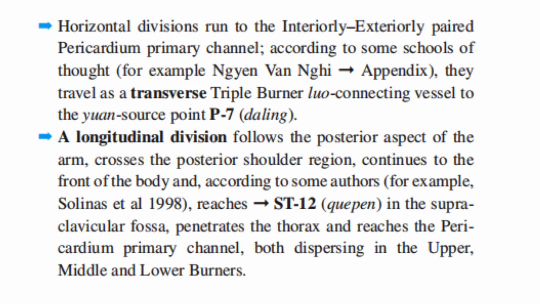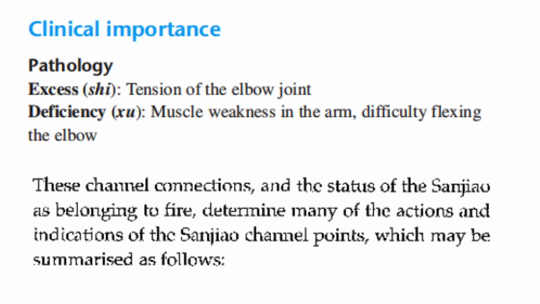A longitudinal division follows the posterior aspect of the arm, crosses the posterior shoulder region, continues to the front of the body, and reaches stomach 12 in the supraclavicular fossa, penetrates the thorax, and reaches the pericardium primary channel, both dispersing in the upper, middle, and lower burners. Clinical importance.